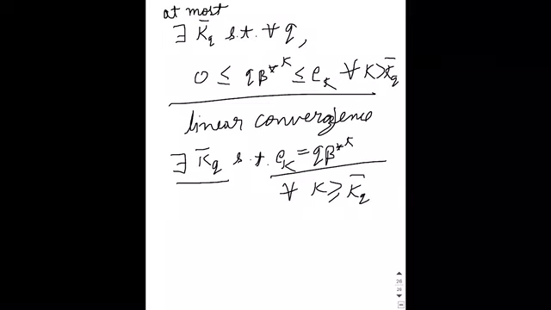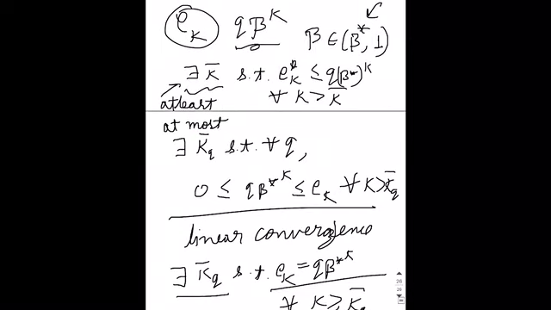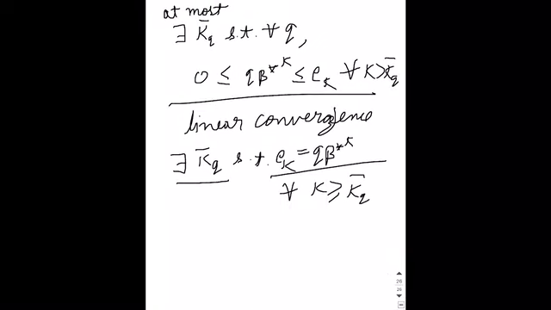Yeah, this is important. For now, just ignore the at least and at most definition. So linear convergence: if this e_k equals q beta star to the power k for all k greater than or equal to k bar, then this is linear convergence.